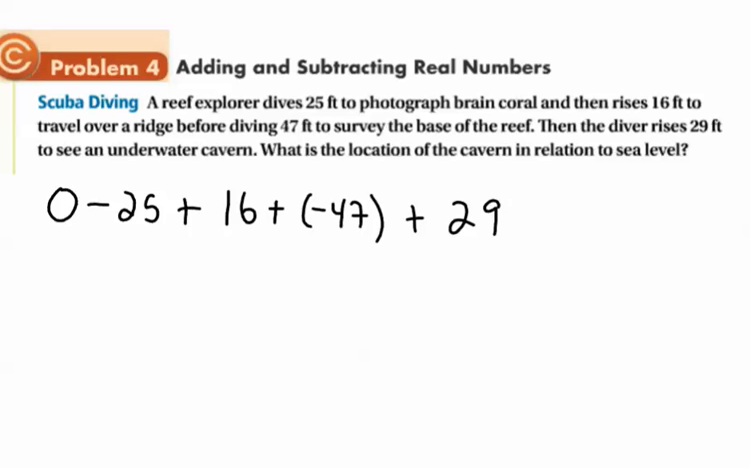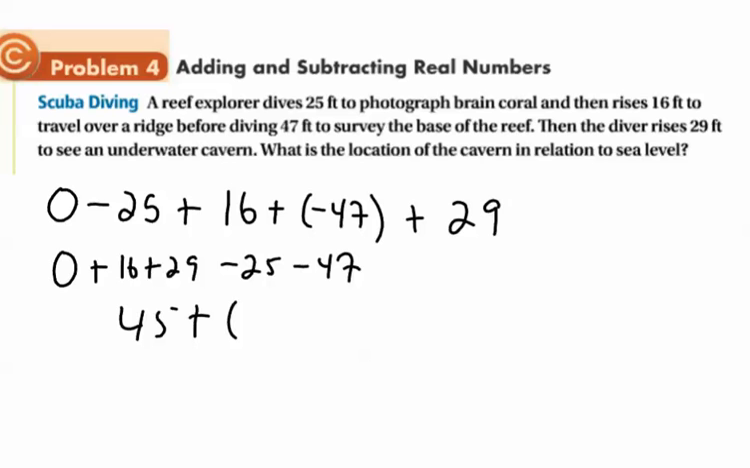I could actually group them like this though. I could go, okay, 0, and I'm going to group 16 and 29 because I can do that. And I've got minus 25 and then a minus 47, because I don't have my calculator. So 16 and 29 make 45, right? And then I'm going to add that with the negative 25 and negative 47 combined to make a negative 72. So I can see that overall, as an end result, I am negative 27 feet below sea level.